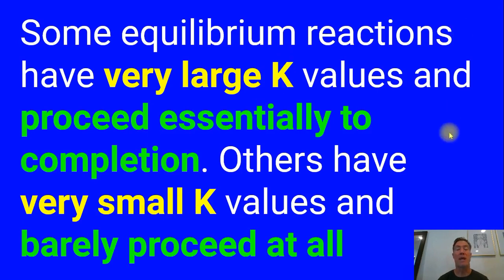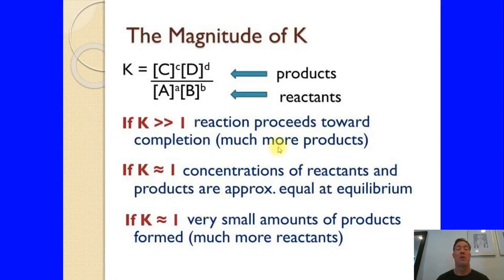Remember, K is product over reactant. So if the product is way, way big and the reactants left are way, way small, that's going to give us a very large K value. In contrast, if reactants are way, way big and very, very little product is formed, then our quotient is going to give us a very small number, which means the reaction barely proceeded. So the magnitude of K tells us the relative proportion of products to reactants. Super large, much more product. Super small, much more reactants. This should say very, very small. Or if it's close to 1, they're going to be approximately equal.